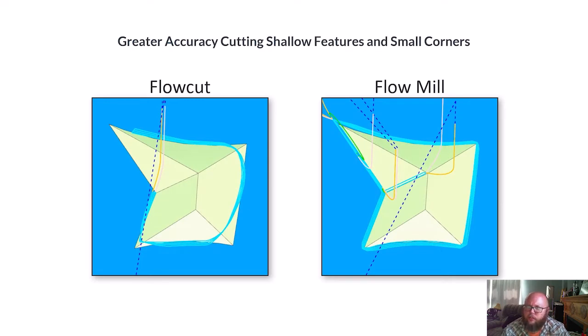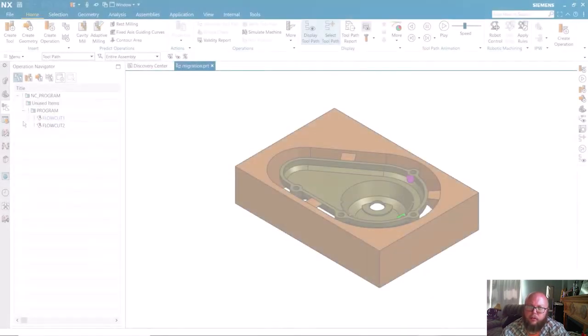Here on shallow features and small corners, we'll see the results in flow cut at times omitted geometry or truncated that geometry, whereas flow milling is going to honor those settings as, again, you would expect across the board.